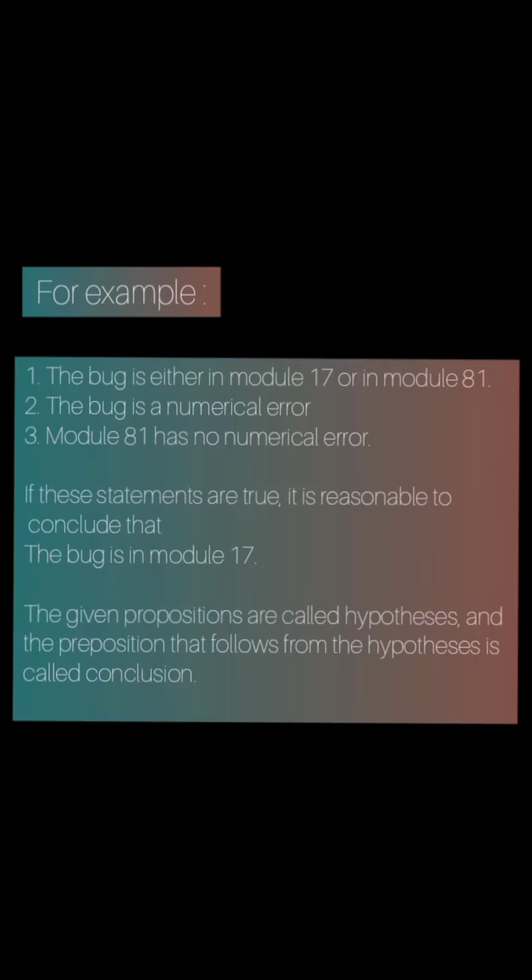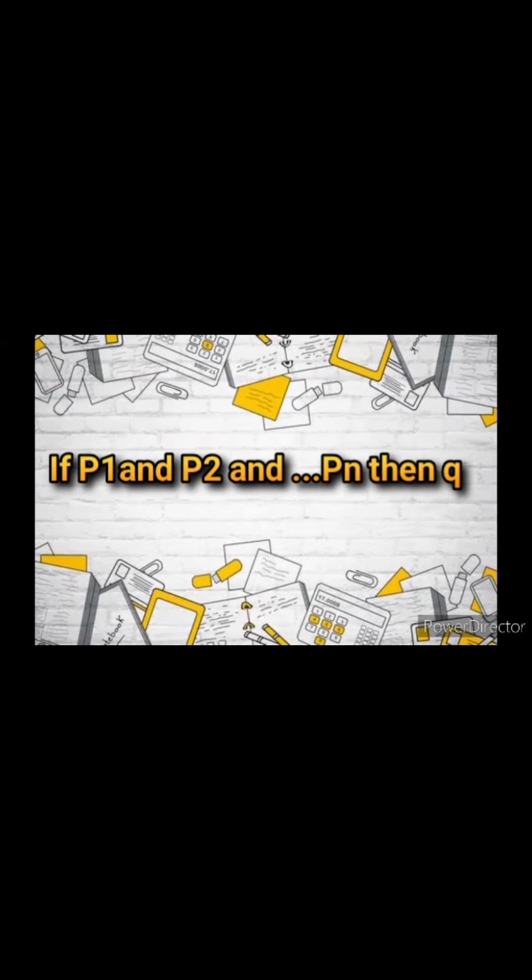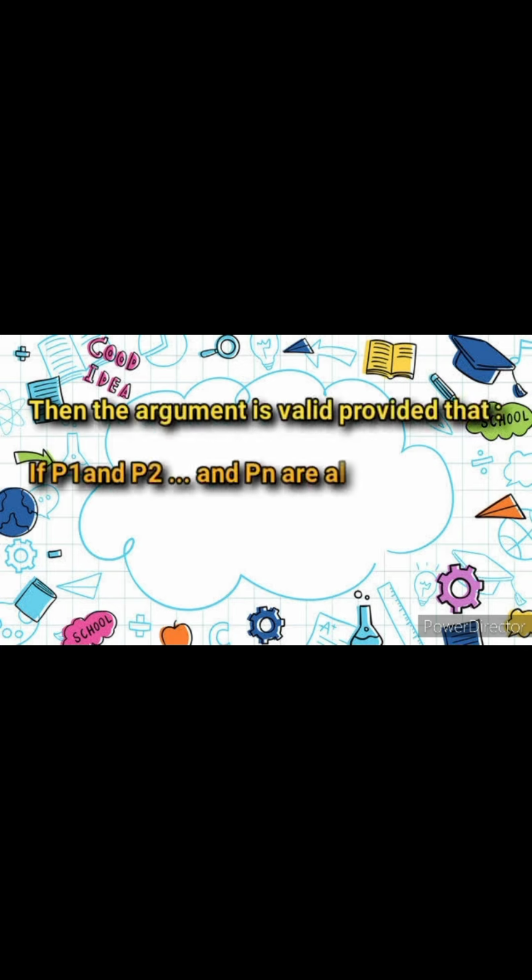Valid argument. Any argument of the form if P1 and P2 and Pn, then Q can be written as a sequence of propositions. The propositions P1, P2, and Pn are called the premises or the hypotheses, and Q is called the conclusion. The argument is valid provided that if P1 and P2 and Pn are all true, then Q must also be true. Otherwise, the argument is invalid or a fallacy.